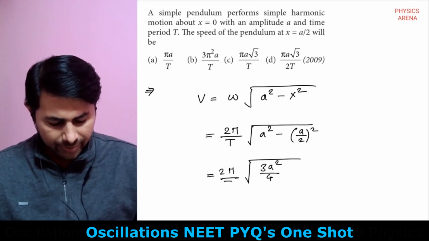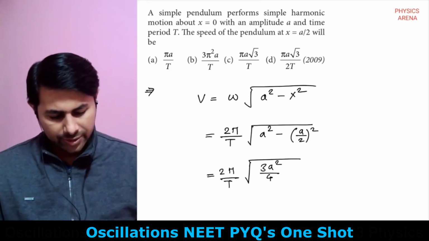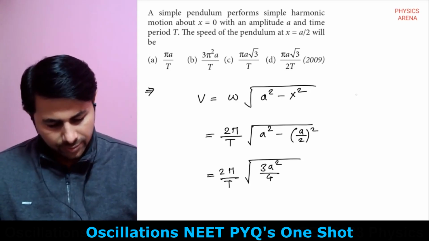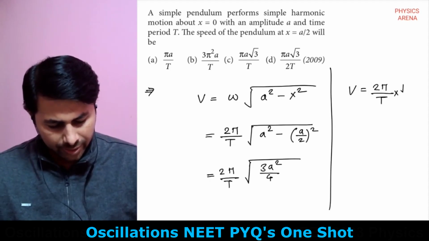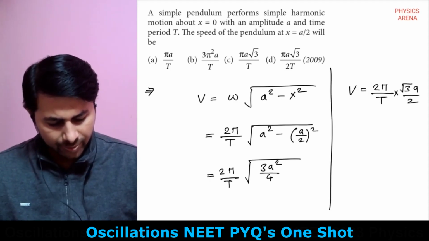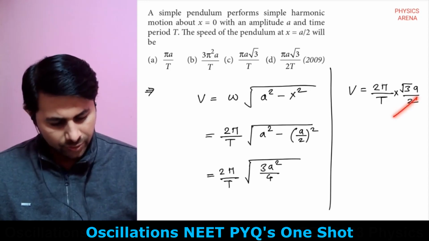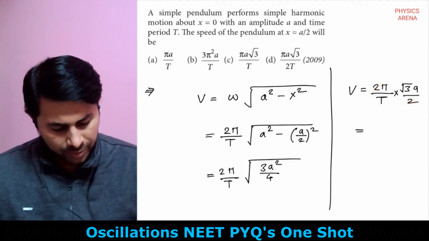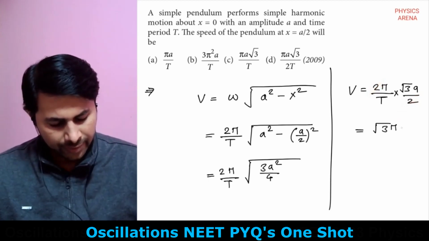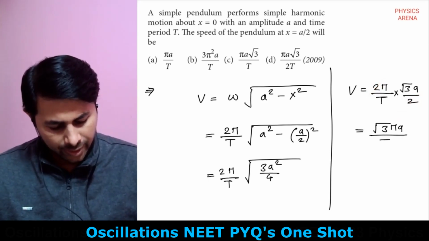It's 2 pi divided by T. So if you take the square root, you get v equals 2 pi upon T multiplied by root 3 a upon 2. 2 and 2 get cancelled. So it is root 3 pi a upon T.